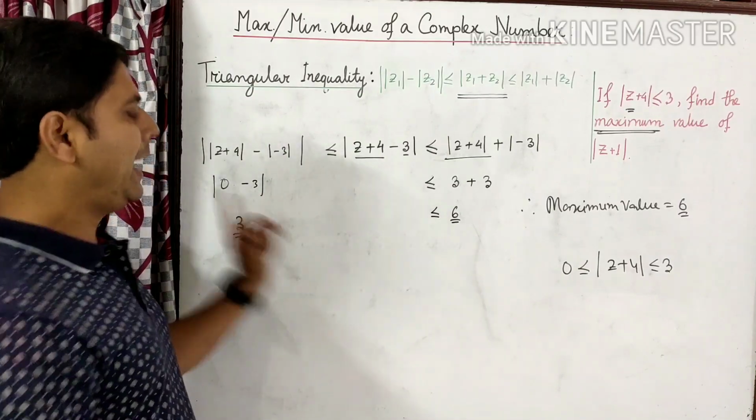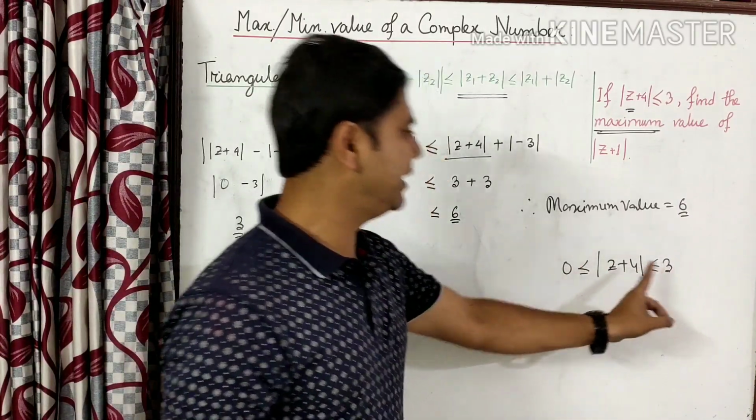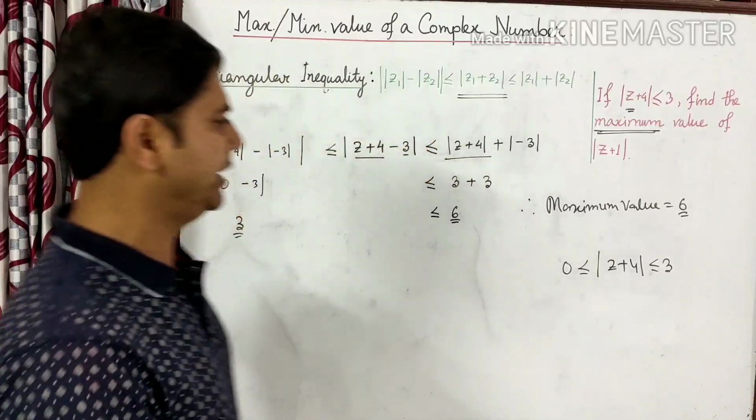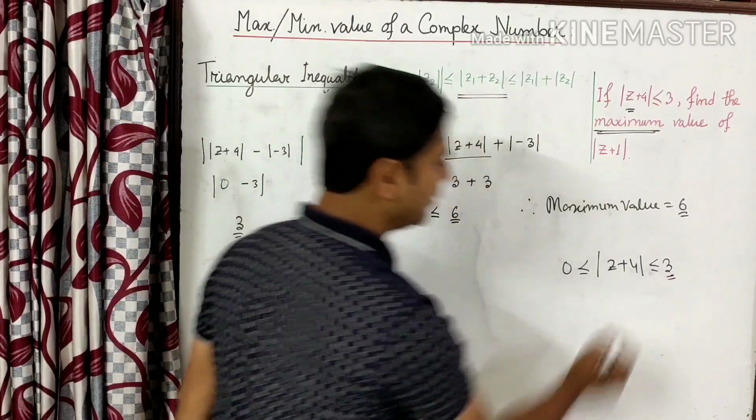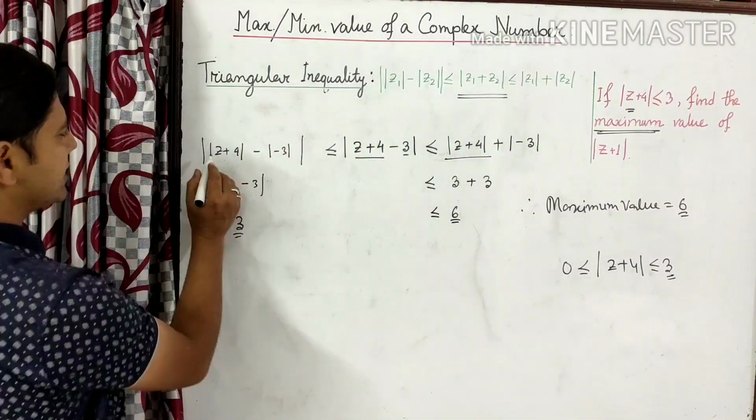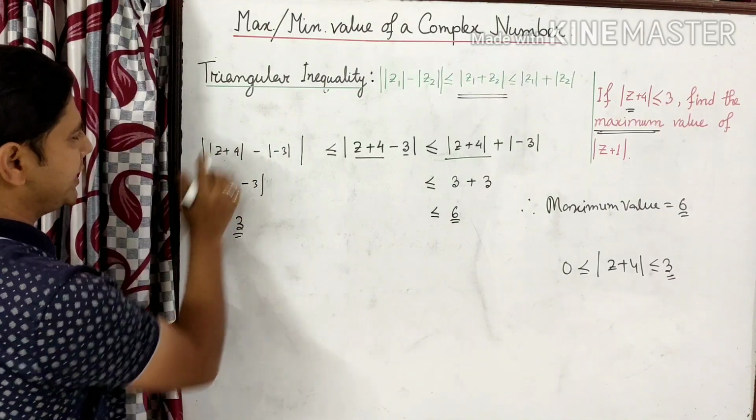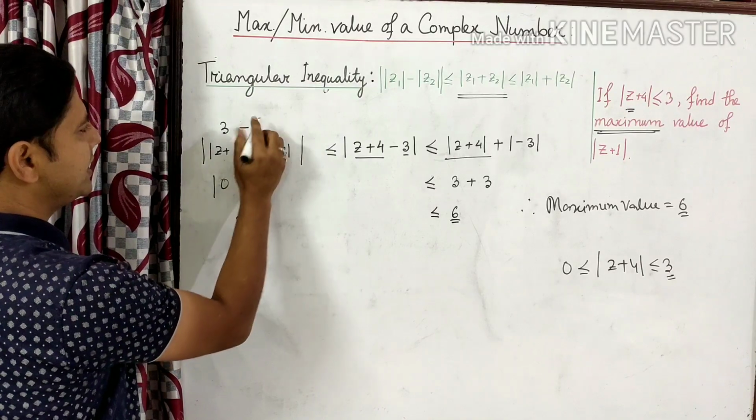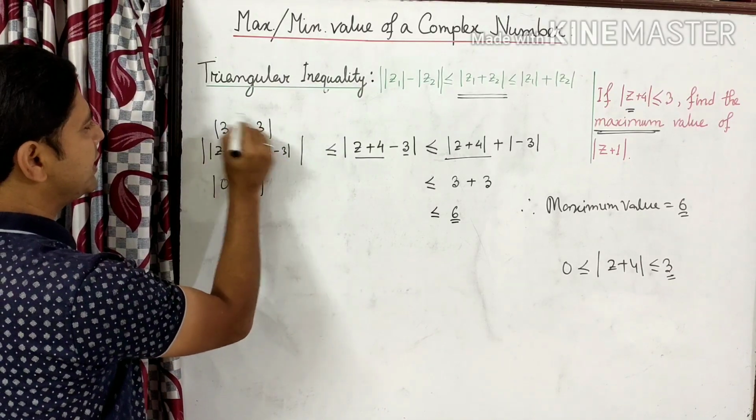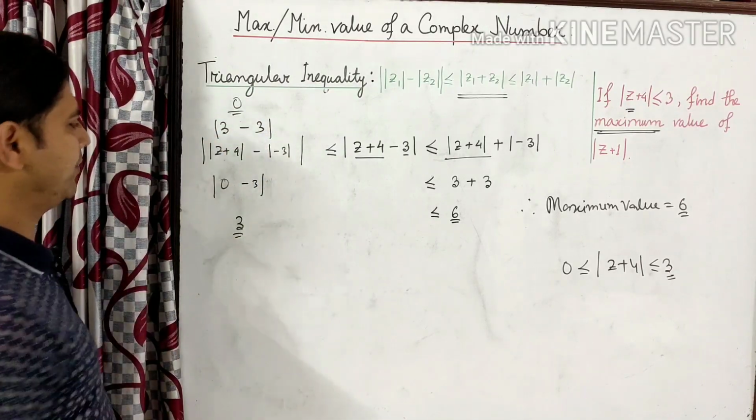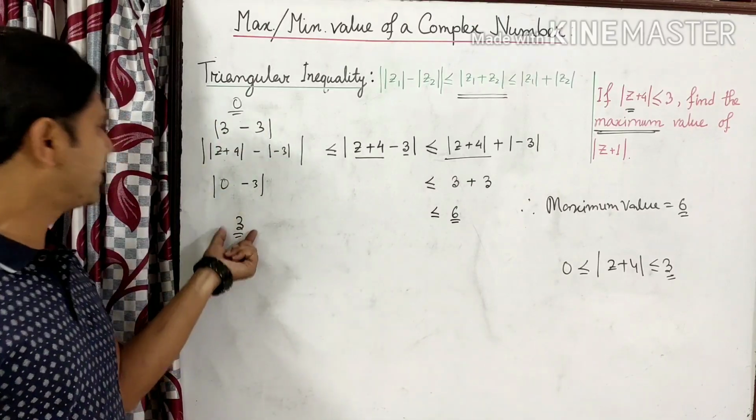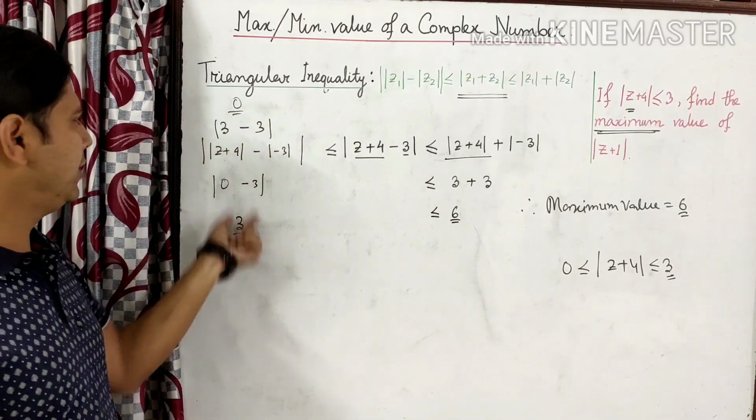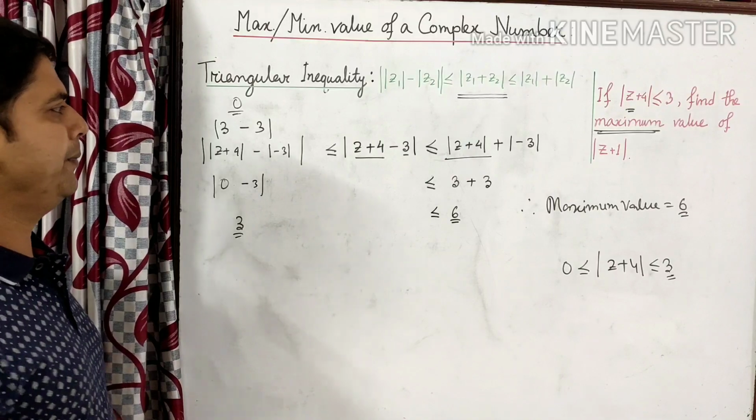Otherwise, if we consider mod of z plus 4 equal to 3, we can put this value. Putting 3 in place of mod of z plus 4, we get minus mod of minus 3 is equal to 3. Ultimately this value is equal to 0. Therefore, which one is minimum, 3 or 0? Definitely 0, which is the minimum value.